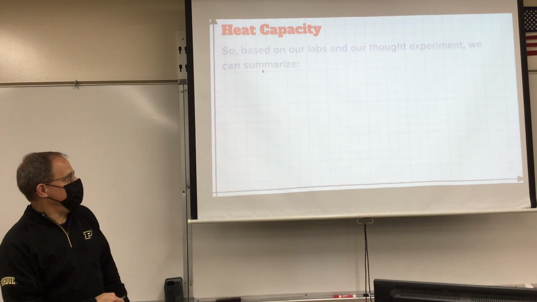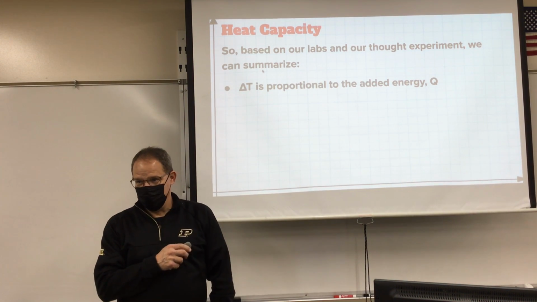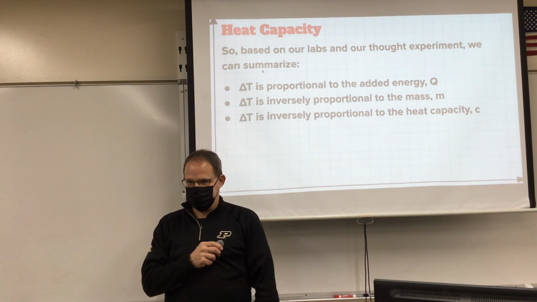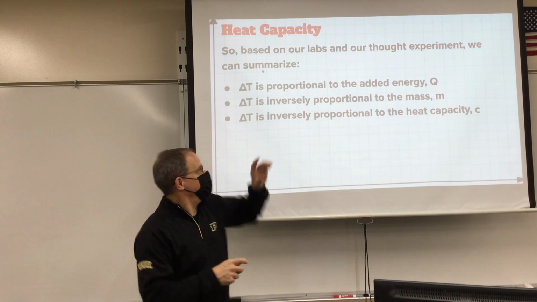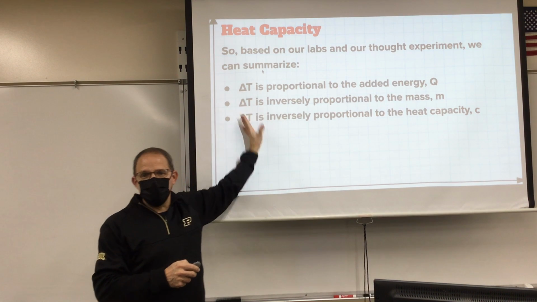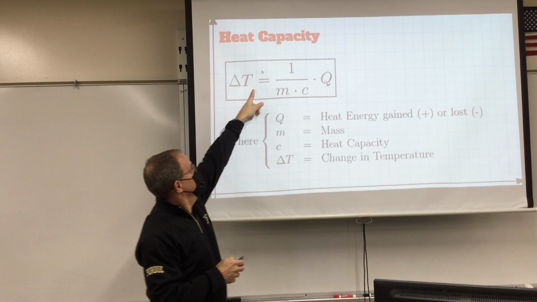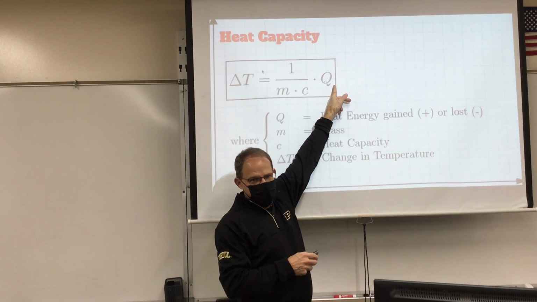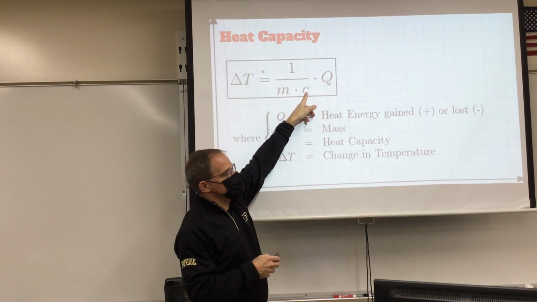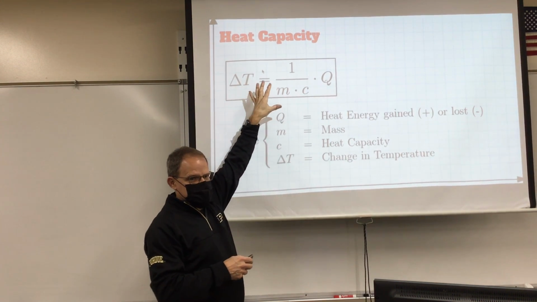So here we go. This is what we know. The change in temperature is proportional to the energy we add. It's inversely proportional to the mass, and it's inversely proportional to the capacity. I think I've motivated between lab and our little thought experiment, those should kind of make sense. We can put that all together in an equation. We can say the change in temperature is proportional to Q. Q's in the numerator, right? It's inversely proportional to the mass, and it's inversely proportional to the heat capacity. So that's kind of the equation that's going to put it all together.